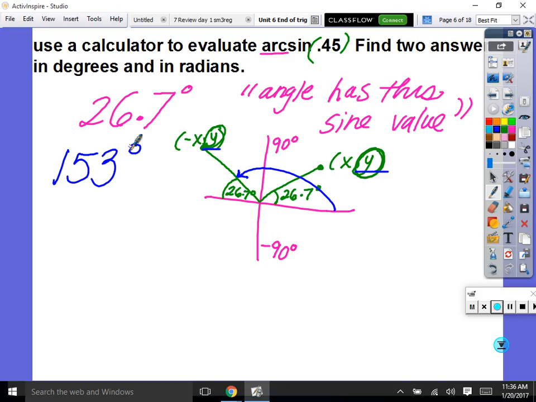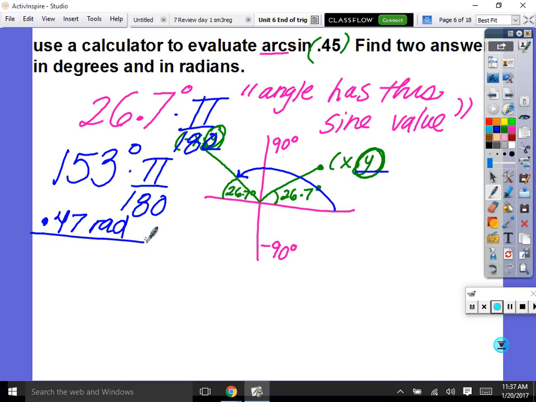Okay, so now that's in degrees. Now convert it to radians. How do we convert something from a degree to a radian? Multiply by pi over 180. So the radian answer for 26.7 would be 0.47 radians, right? And then for the other one, type it in your calculator. You'll literally type in pi, and you get 2.7 radians.